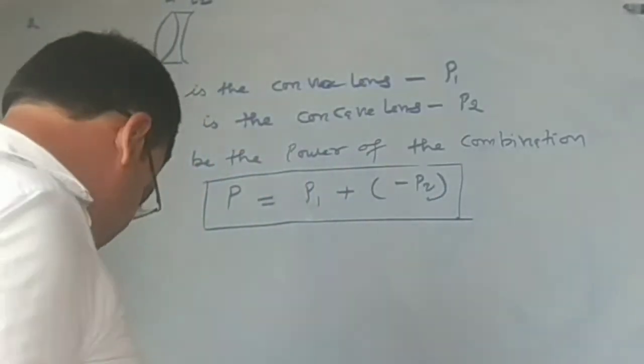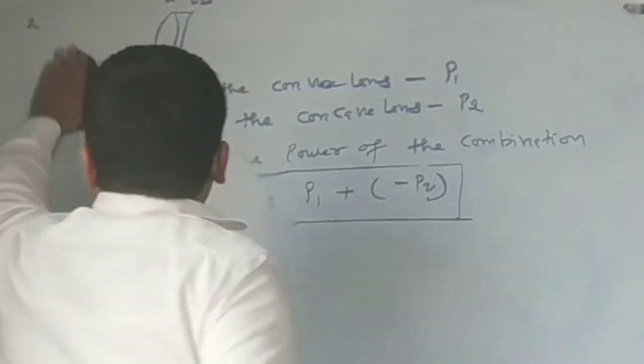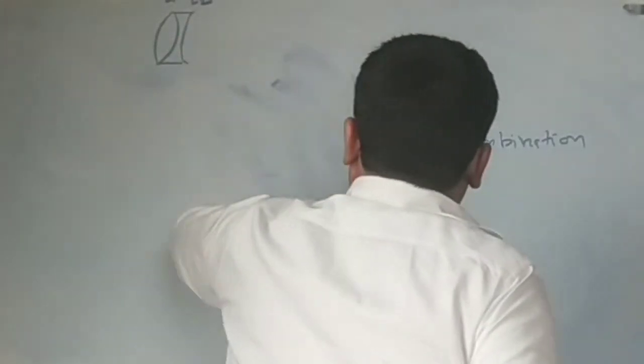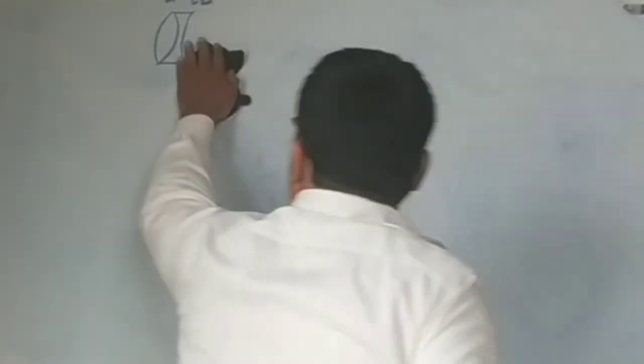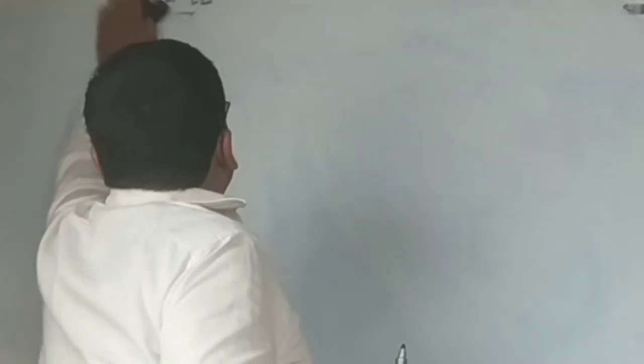One is here. Suppose a concave lens and a convex lens are in contacted position with focal length 25 centimeter and 20 centimeter respectively, then what will be the power of the combination? Okay?